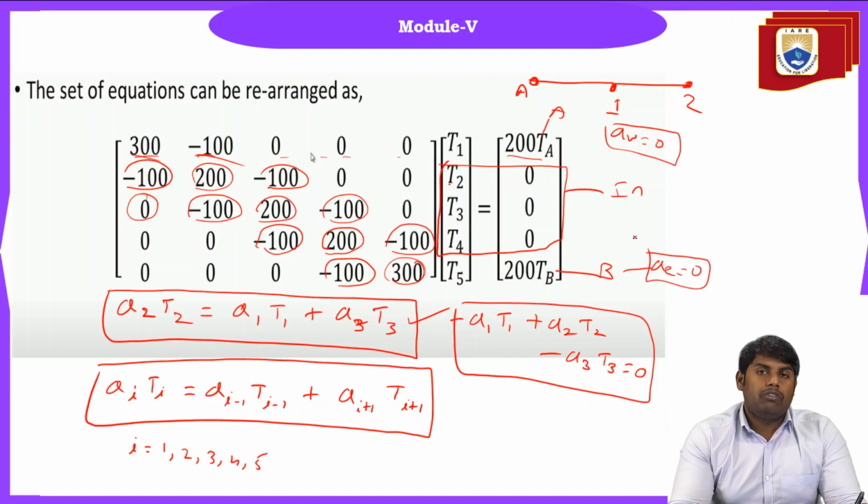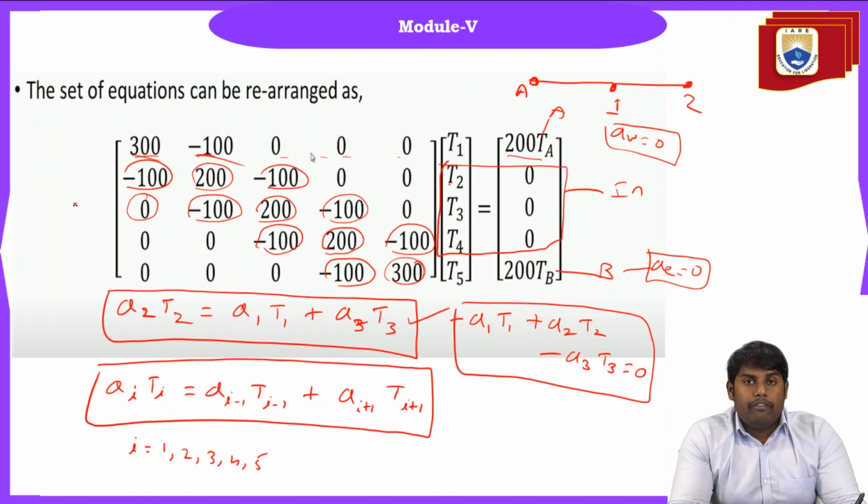So what is the significance? What is happening? When you are formulating the finite volume formulations, we have wall conditions on the other side. Let's say you have the left hand side and the right hand side. For the left hand side, we have a wall boundary A. For the right hand side, we have a wall boundary B.